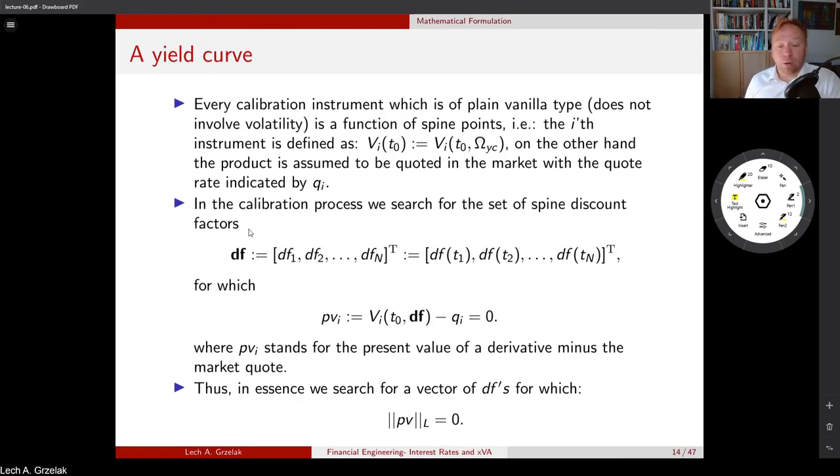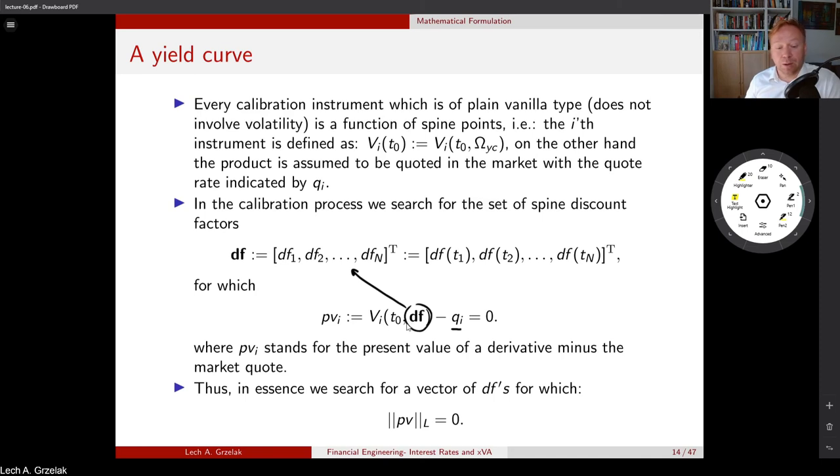From a mathematical perspective, we now have to define an optimization problem. Before we find the solution for the curve, we have to define the elements that we are going to optimize. First, we define a vector of zero coupon bonds. Those are the spine points, defined at different maturities, times T1 until Tn. We also have PV_i, the present value of a contract, which possibly depends on a whole vector of spine points. If you have a swap, it will not depend on only one point, but possibly on many, even all, of the zero coupon bonds or spine points that are constructed.